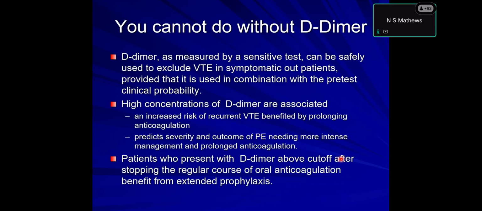So the take-home point for this particular scenario and presentation is that you cannot do without a D-dimer. D-dimer, as measured by a sensitive test, can be safely used to exclude VT in symptomatic outpatients, provided that it is used in combination with the pretest clinical probability, which increases the sensitivity and specificity to a much higher rate.